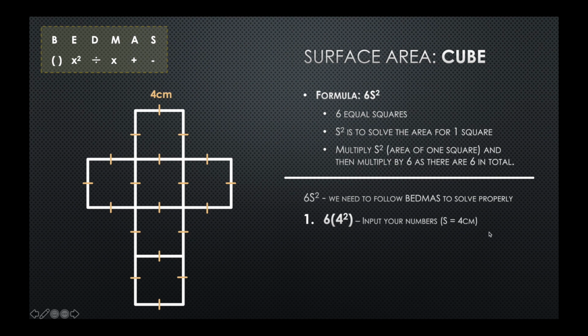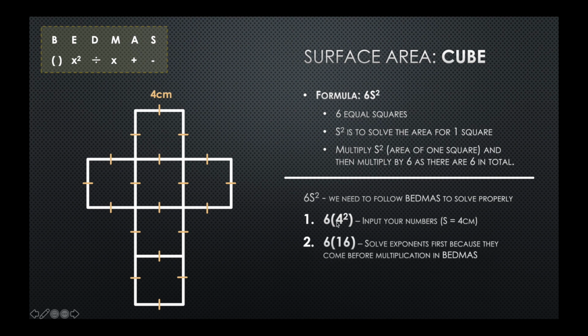So the first step for this one is 6, which is the 6 squares, and then I put it in brackets just to separate it because we know that a number beside brackets means multiply. And 4 squared, because s, the side length, is 4, and it's to the power of 2 to figure out the area of one of these squares.